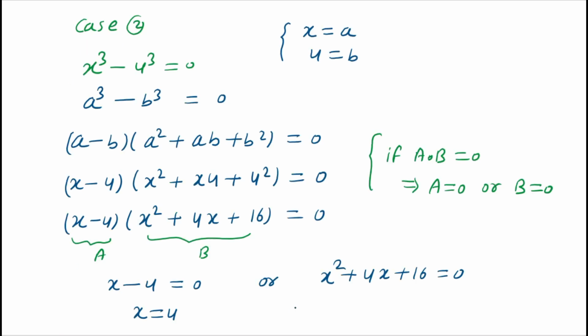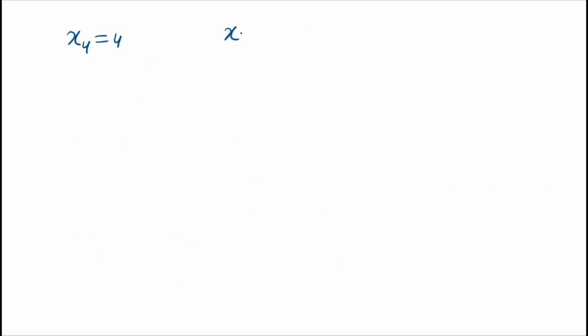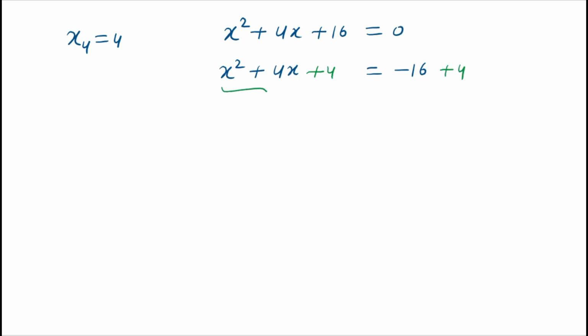And here we have a quadratic equation, x square plus 4 times x plus 16 is equal to 0. X square plus 4 times x, this 16 if we take to the right hand side, then this is minus 16. Now if we add 4 to both sides, then in the left hand side this expression is a perfect square.